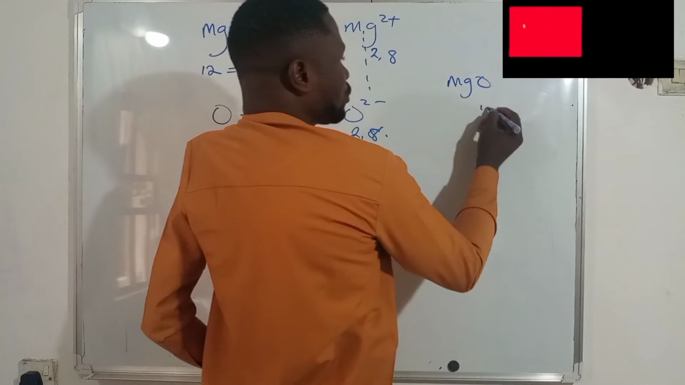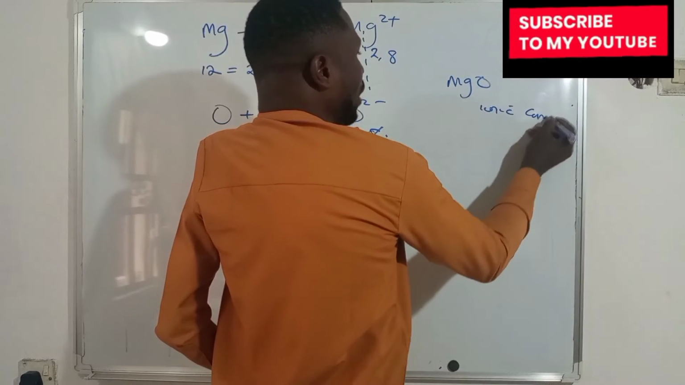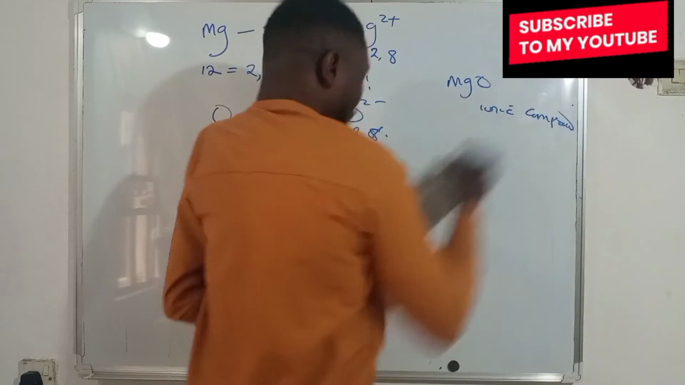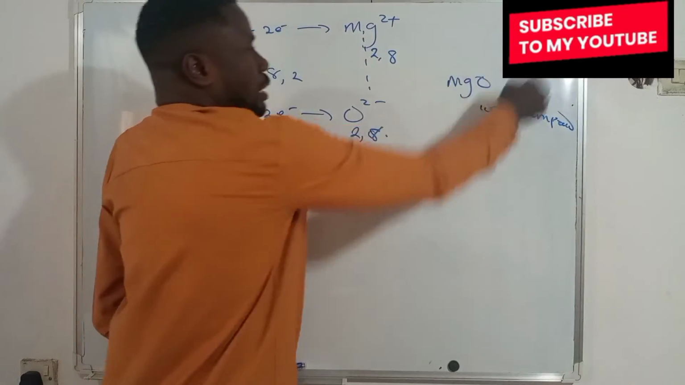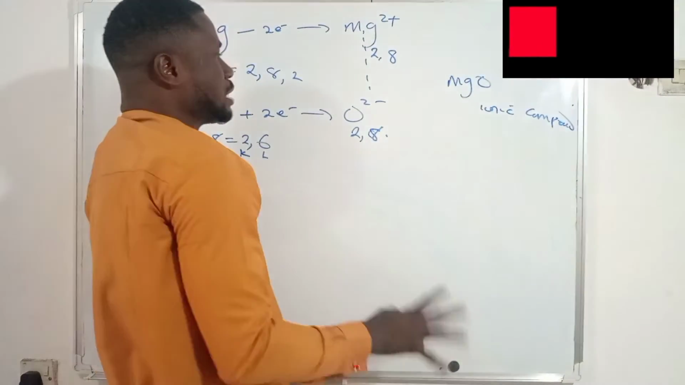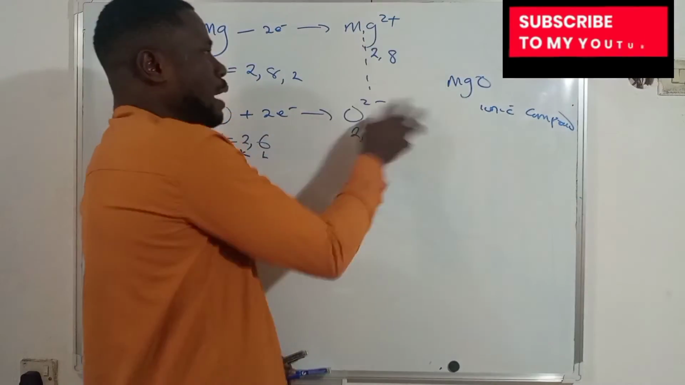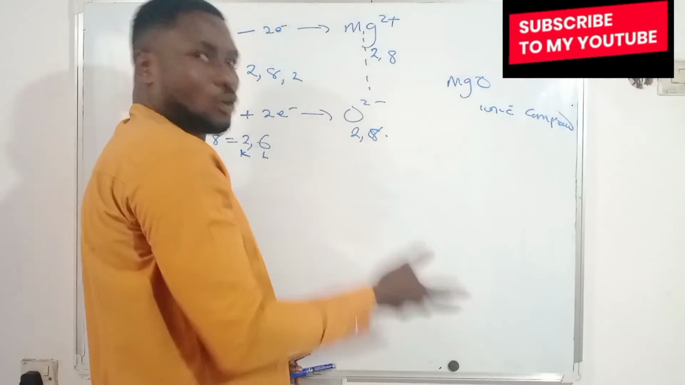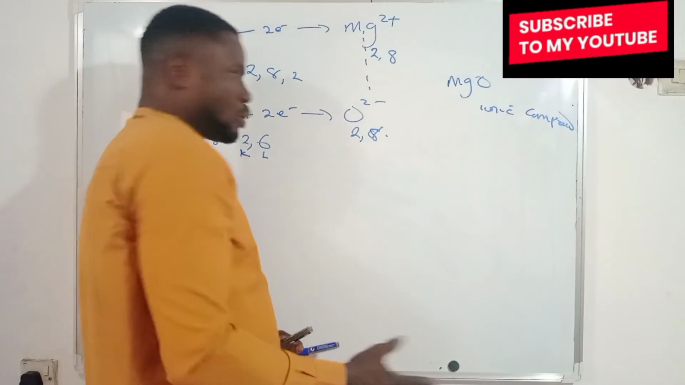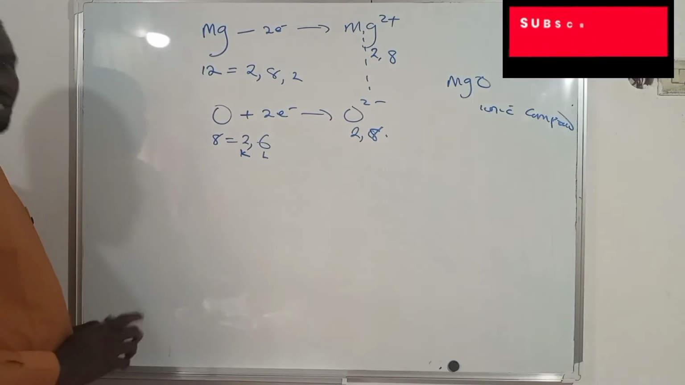Magnesium oxide is an ionic compound, and again you can see that it is neutral. It doesn't have any charge. The reason is that the charges here neutralize each other, because plus 2 minus 2 will be 0. There will be no charge. So that's what happens in this case.